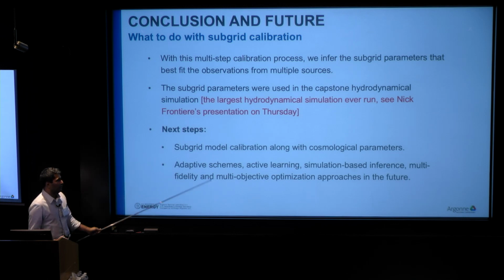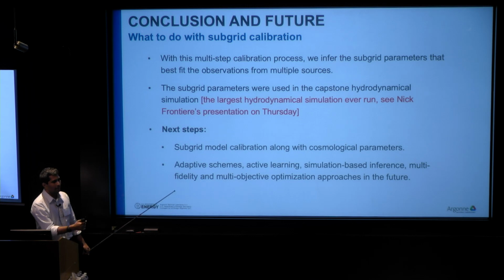The next steps, we do have a lot of plans on constraining subgrid parameters along with cosmological parameters and things like simulation-based inference. Some of the things that you saw, like when we deal with two different simulation sizes, you often have to deal with multi-fidelity Gaussian processes and all these unified approaches that are really interesting.